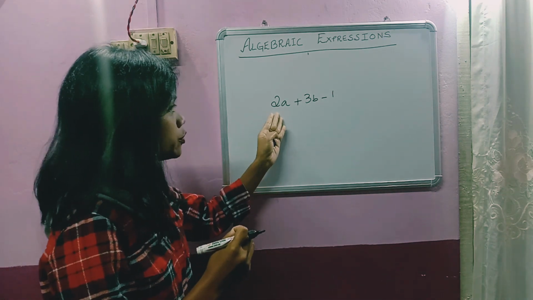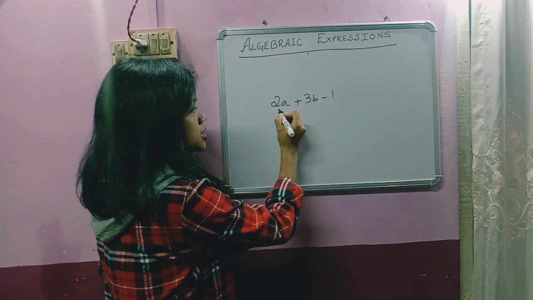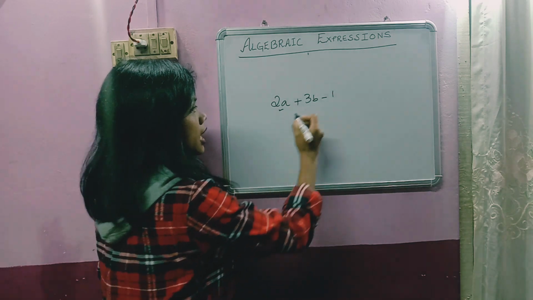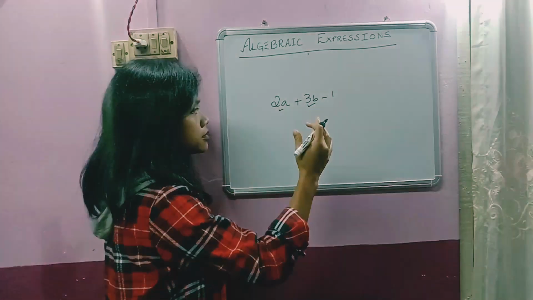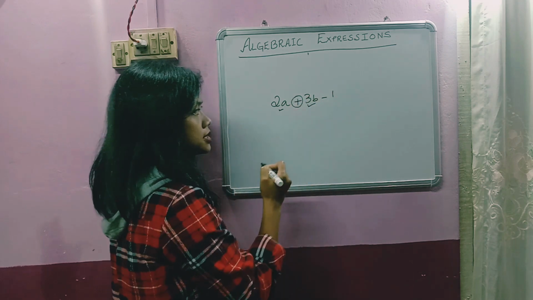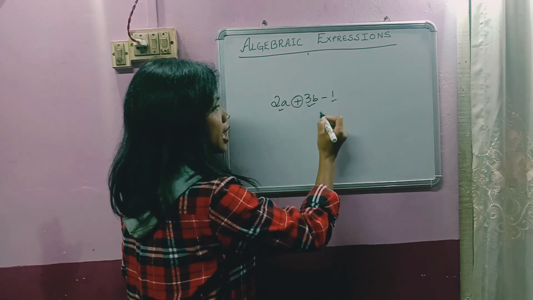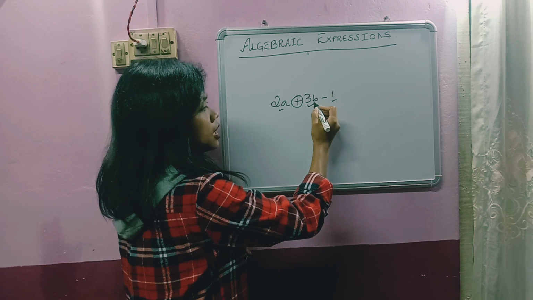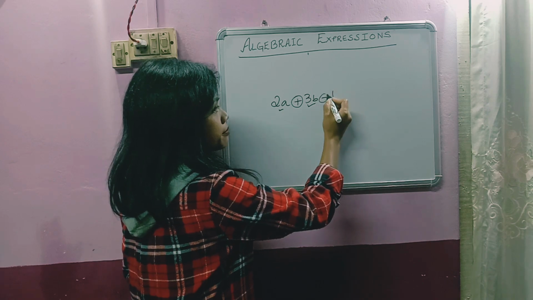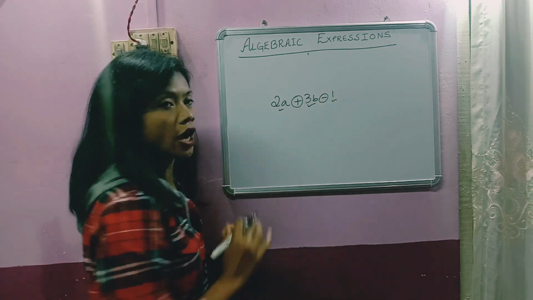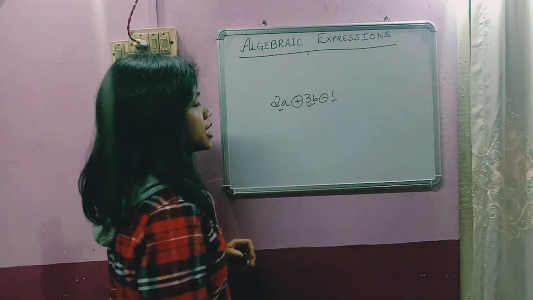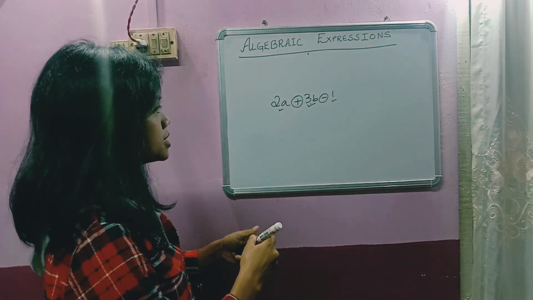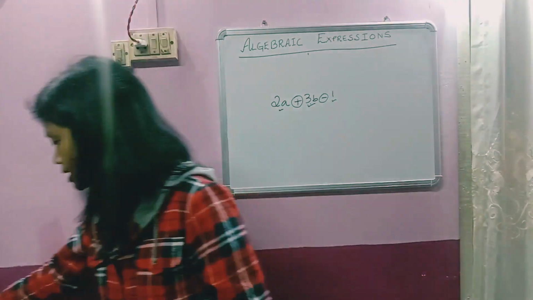So here you can see that this is one term and this is another term. These two terms are being separated by this sign plus. Again, this is another term, and here also it has been separated by the sign minus. So this is one term, this is another term, and this is another term. All these are known as the terms.